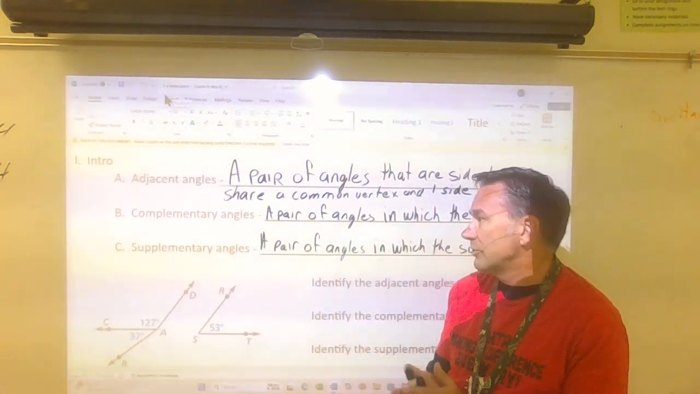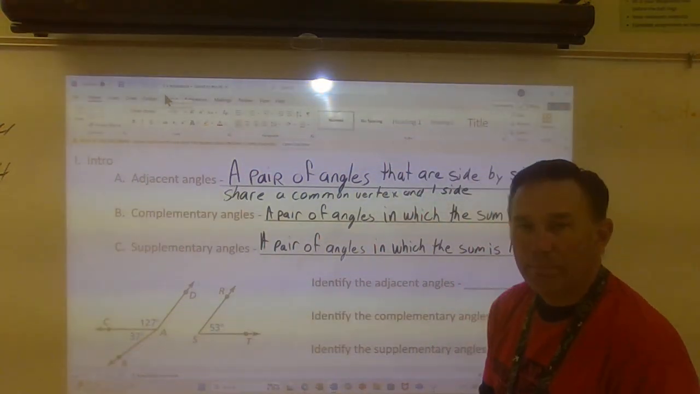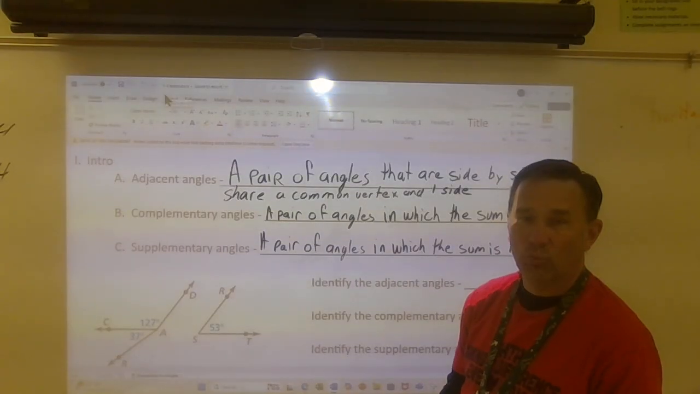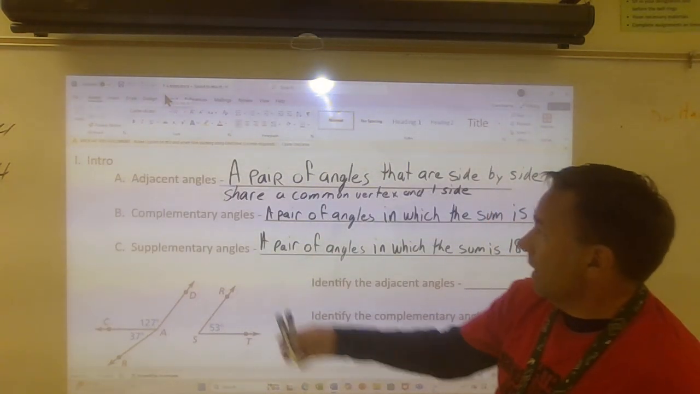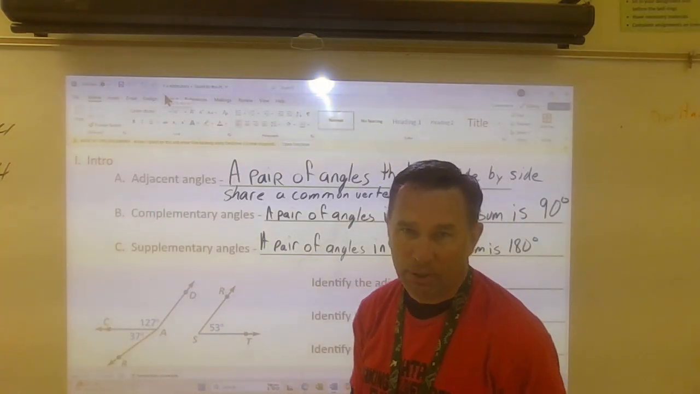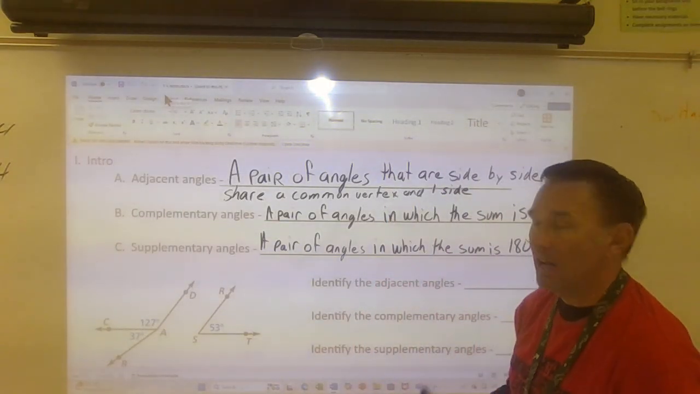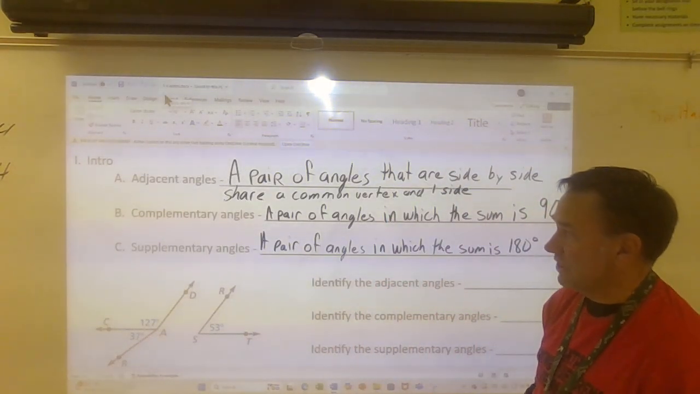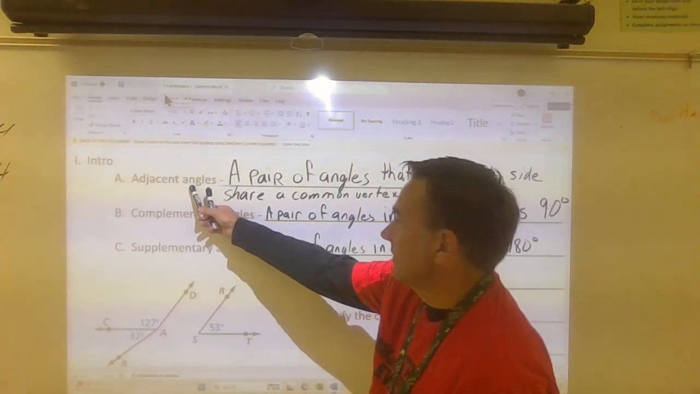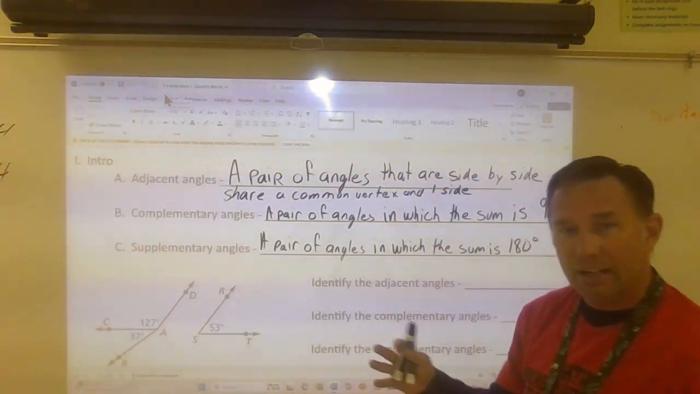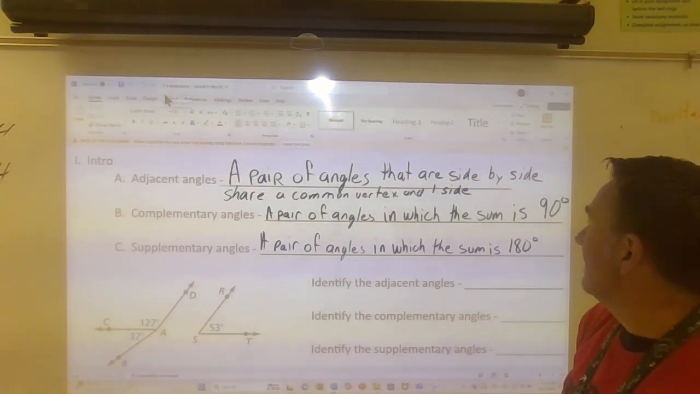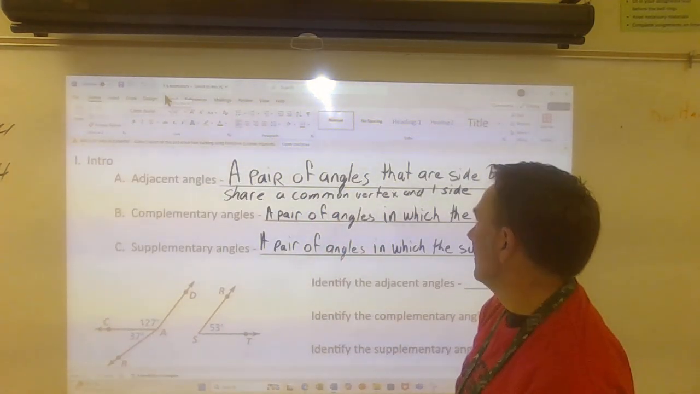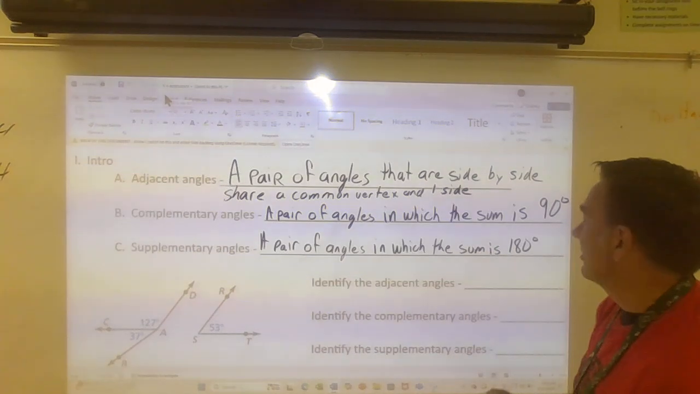Welcome back. We're talking about pairs of angles in chapter 1, section 6. We're going to talk about three different kinds of pairs of angles that you're going to see very commonly throughout the year in geometry. The first one is called adjacent angles. Adjacent angles are the angles that are next to each other. They're a pair of angles that are side by side. They share a common vertex and a common side.